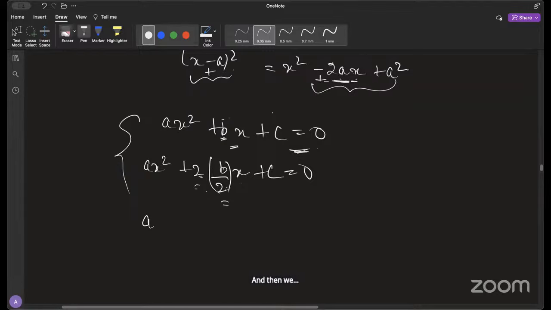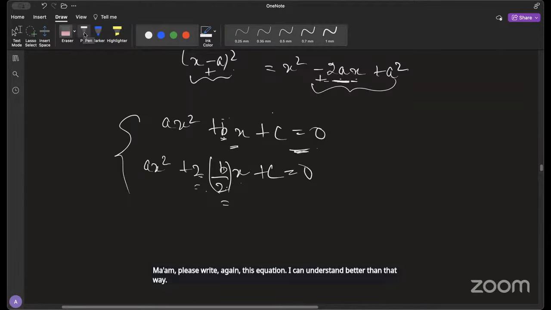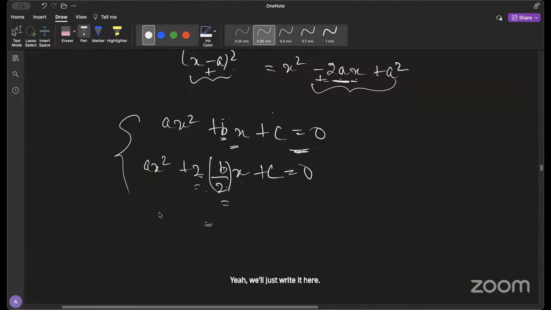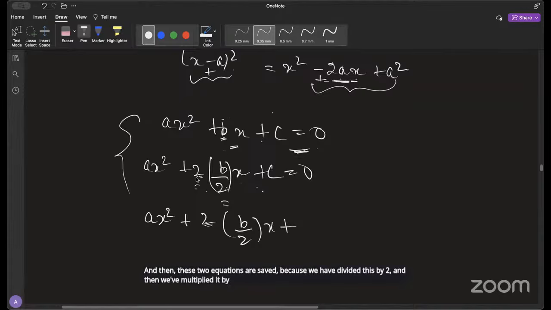Ma'am, please write this equation again. I can understand better that way. Yeah, we'll just write it here. We'll do it step by step. Ax square plus 2 b by 2x. And so these two equations are the same because we have divided this by 2 and then multiplied it by 2. So nothing changes.